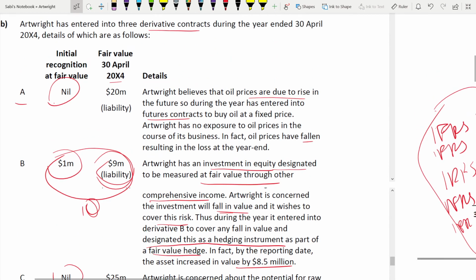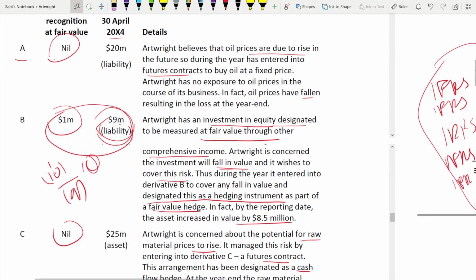And by the way, this derivative is a 10 million contract, because at the end it's 9 million, right? It's given here. That means 1 minus 10 will give you minus 9. To get 9 at the year end, it should be 10 from the initial. That's why the derivative is credit 10 million. Because in order to get this 9 million liability at the year end, you have to credit this derivative 10. That's how you're getting it.